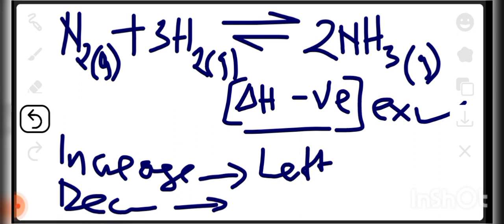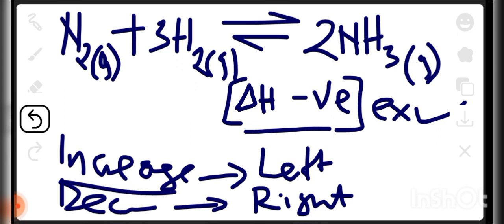If you decrease temperature, then the forward reaction will be favored. Equilibrium position will shift to the right when you decrease the temperature. Just a reverse of that endothermic reaction. So please take note. It's very, very important. For exothermic now, increase temperature causes it to shift to the left. Decrease temperature causes it to shift to the what? Right. So take note of this. It's very, very important.